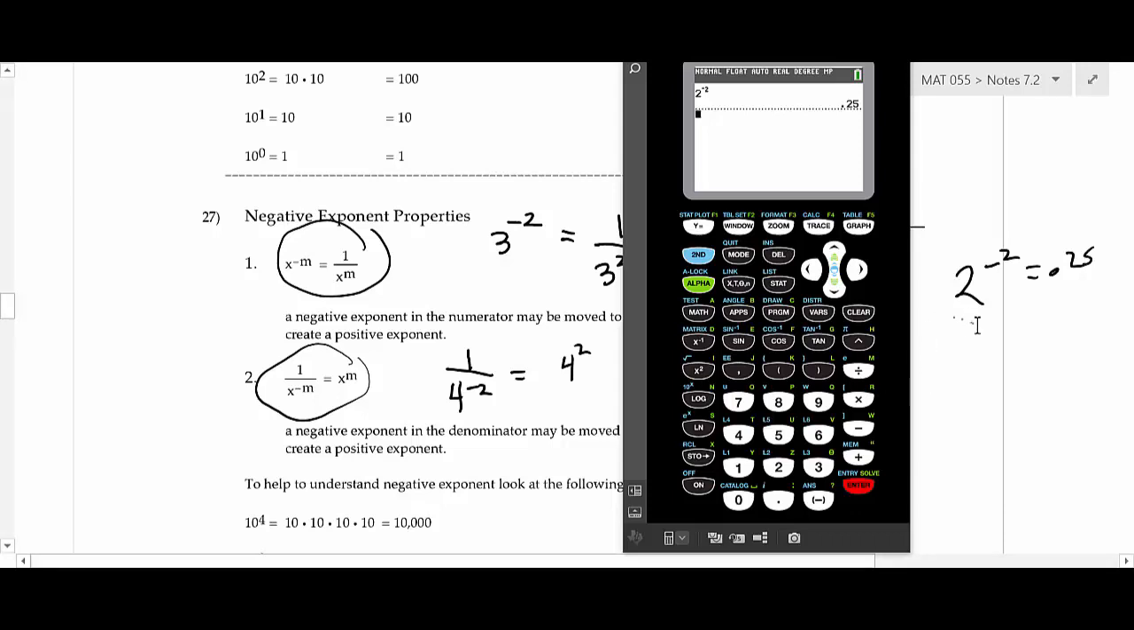Here's why. What this really means is 1 over 2 to the 2nd, right? That's what a negative exponent means. So isn't that just 1 over 4? Isn't a quarter 0.25? That's what the calculator is doing. So if you take a number and raise it to any negative power, you're not going to get a negative answer. You're going to get decimals, okay?